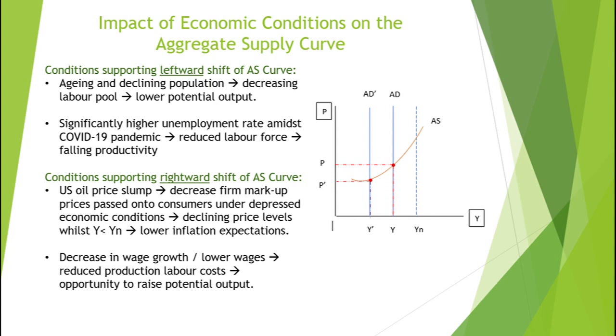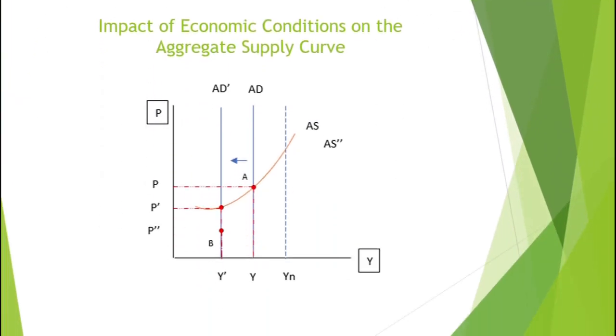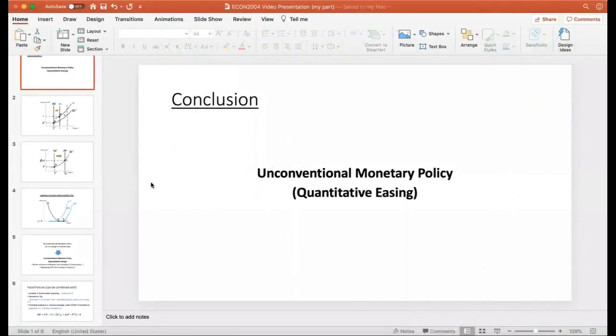Additionally, the US oil price slump translates a decrease in firm market prices, which are passed on to consumers under the depressed economic conditions. Overall, declining prices while output is below its natural level causes lower inflation expectations, supporting a rightward shift of the AS curve. Conclusively, with the prospect of quarantine restrictions easing soon, the AS curve will shift to the right from equilibrium point A to B. Our conclusion is that Bank of Japan conducts unconventional monetary policy.